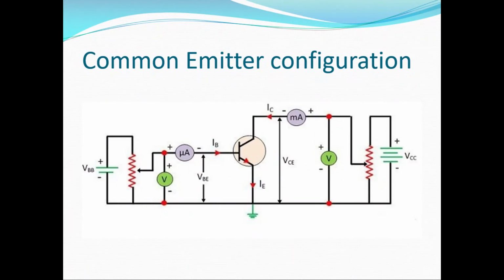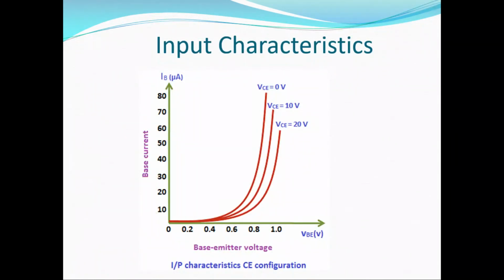Common emitter configuration. IB and VBE are the input variables. The output variables are IC and VCE. We can use the circuit arrangement shown in figure to determine the input characteristics of an NPN transistor. Input characteristics are shown in figure. They relate IB to VBE for different values of VCE.